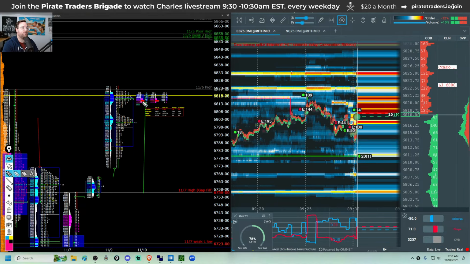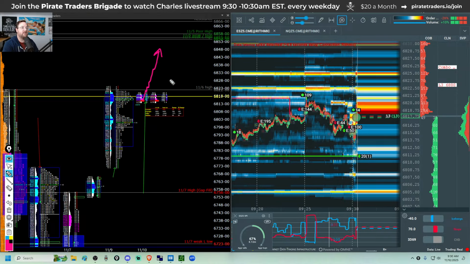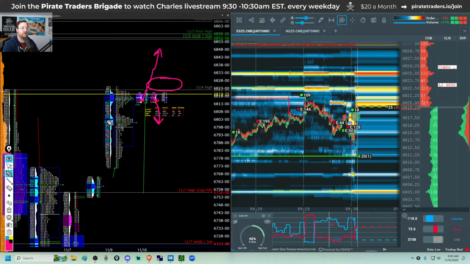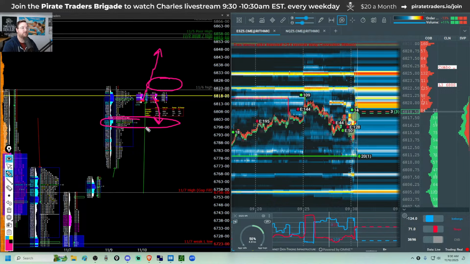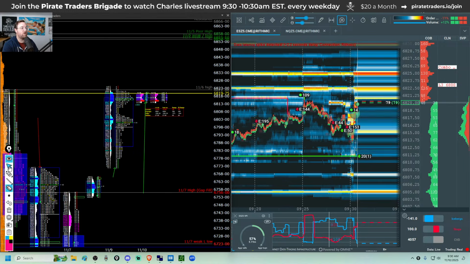Remember, I do not want to FOMO into a long trade this morning. Okay? I would have to see a lot of support up here above 22 to get long. I'd much rather wait for a dip down to 6,800 and look for support in there. Okay? And that's because of the longer time frame.